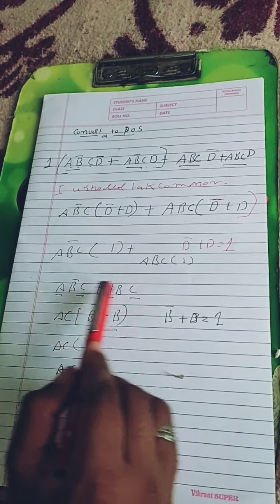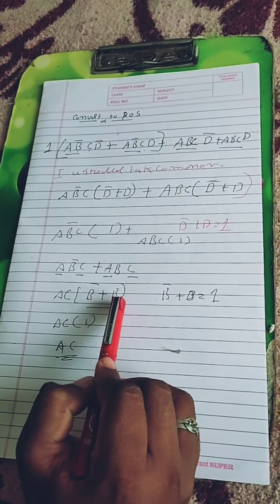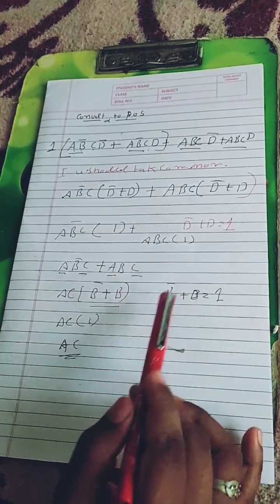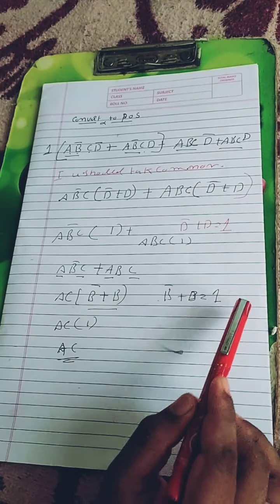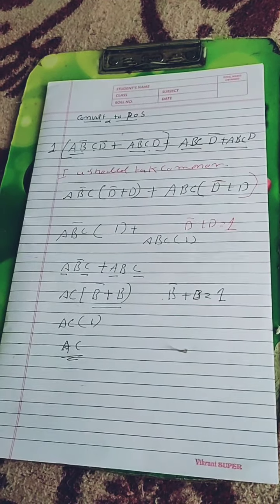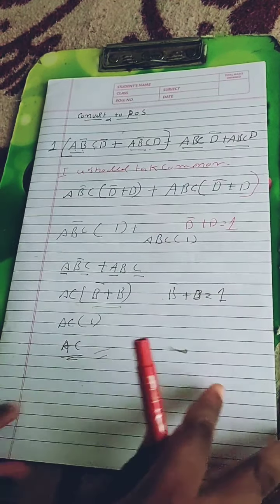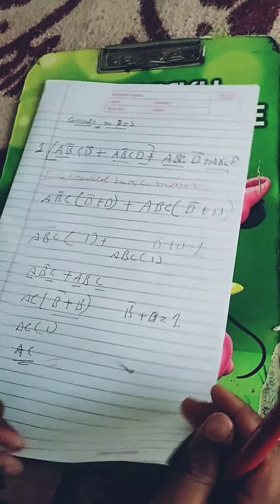So here AC is common. So I am taking AC as common out. So B bar plus B. Again we are applying the complement law. It gives 1. AC into 1 is AC. So this is the first sum which we have solved. Hope you understood this sum. So let us solve one more sum.